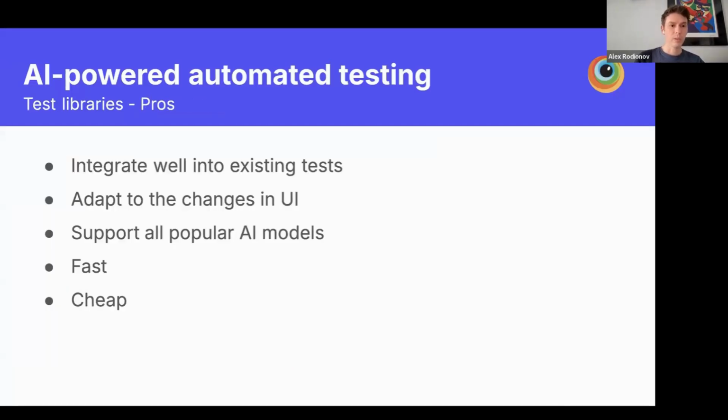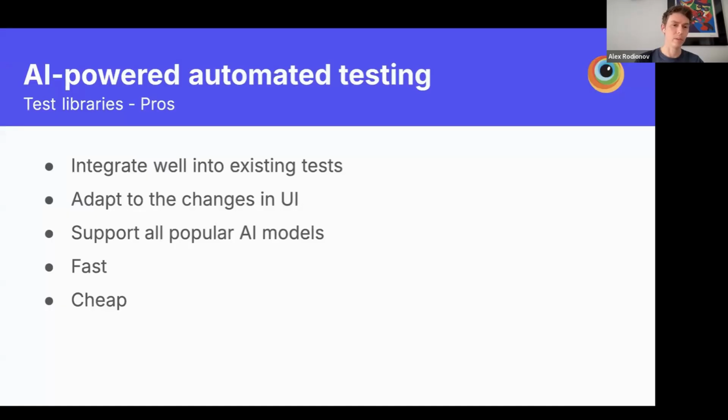So the pros for using test libraries such as Aluminum is that they are easily integrated into existing tests. So you can just install them and start using them because the actual usage happens during the test execution. Again, it also is resilient to UI changes. So if the selector changes or something, they're not supposed to fail.